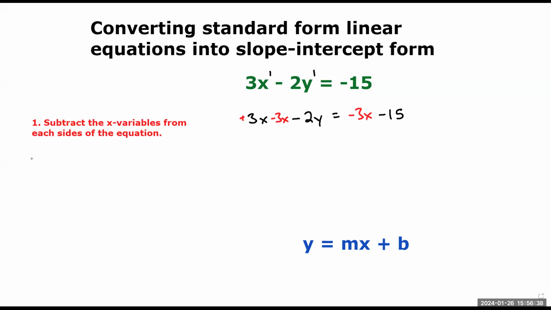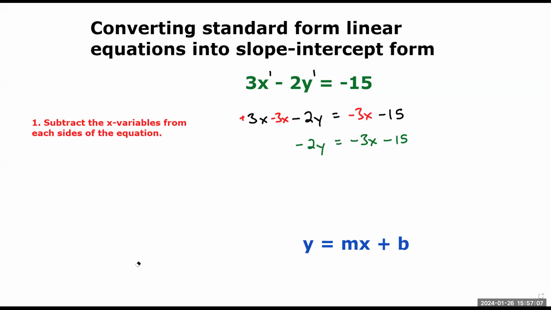And when we rewrite our equation, 3x minus 3x is going to give us 0x. Drop down the negative 2y, and that's going to equal negative 3x minus 15. I'll get rid of that 0. That's no longer a factor. Now the next thing we need to do is to manipulate negative 2y into a positive 1y.